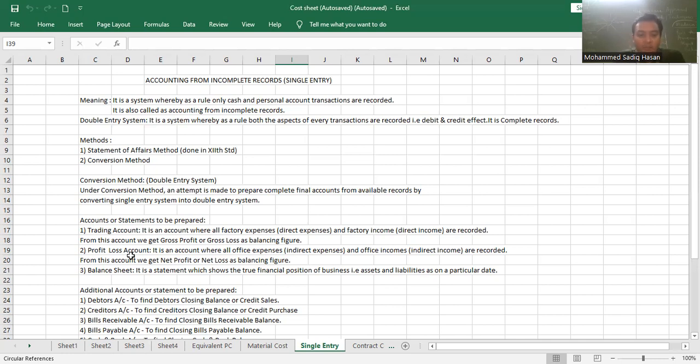If income is more than expense, I'll be getting gross profit. And if expense is more than income, I'll be getting gross loss. It's the same thing you have done in 12th, no change. Then comes the next account, that is the profit and loss account.